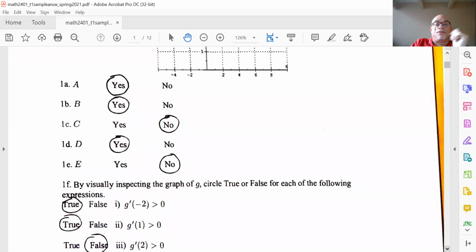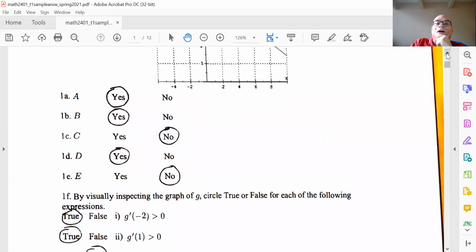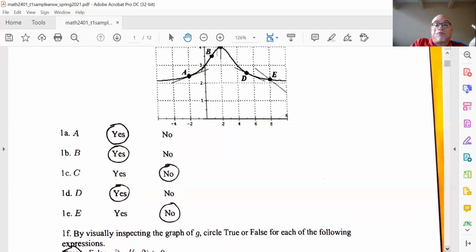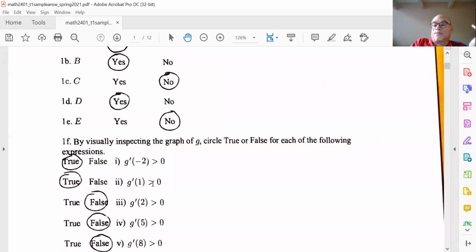All right, what about g prime of 1? Let's look. There's 1 on the x-axis. That corresponds to the point B. We had a tangent line drawn at the point B also. There's that tangent line. That tangent line has positive slope because this function is increasing at the point B. And so that means g prime of 1 also is going to be positive.